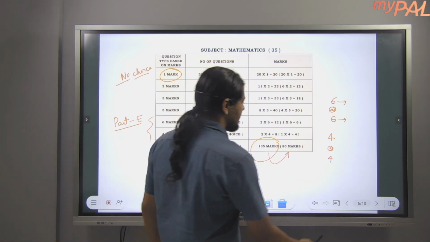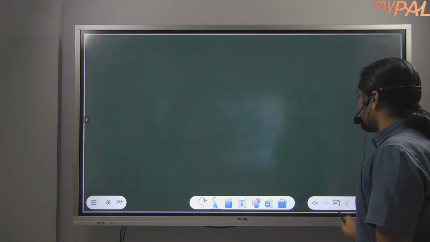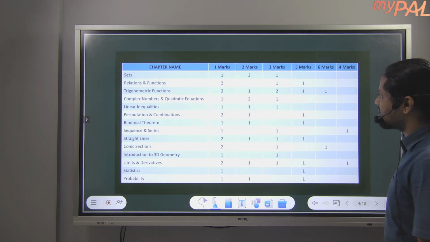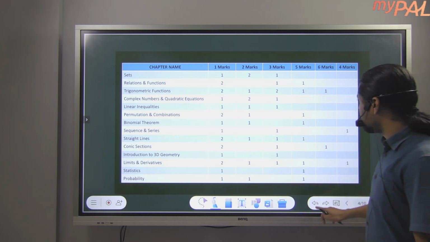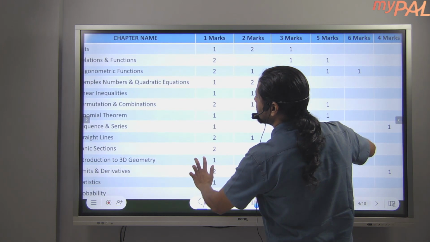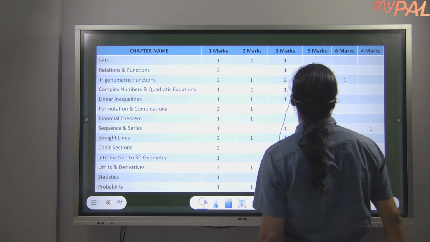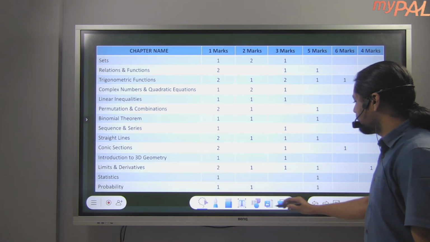Again, the 6 marker, I'll tell you the chapters though. It becomes easier. So when I go to the last 6 marker, is it visible, people, or should I enlarge this or make any changes? Visible? Visible, sir. Yes, sir. Okay, fine. Here we go.